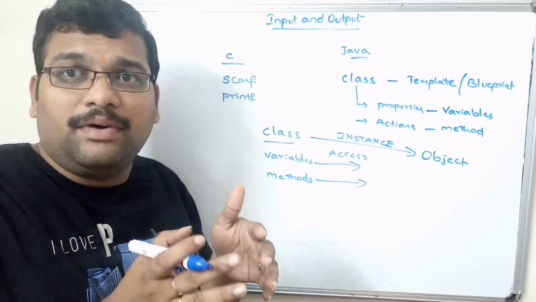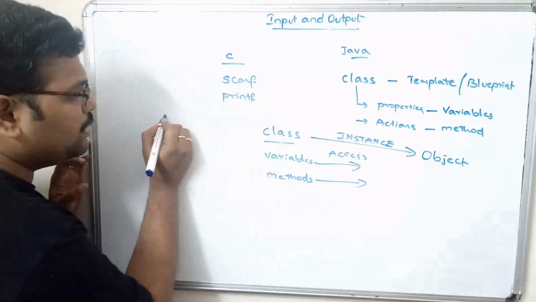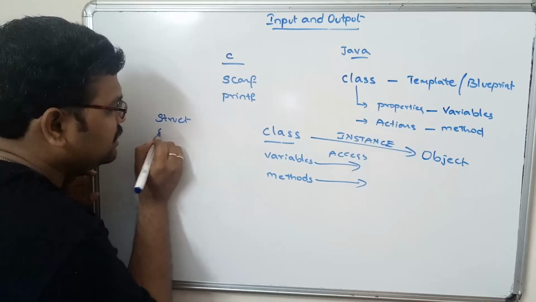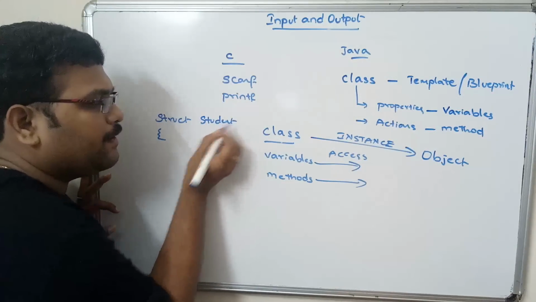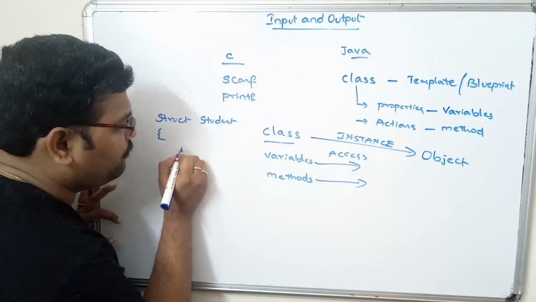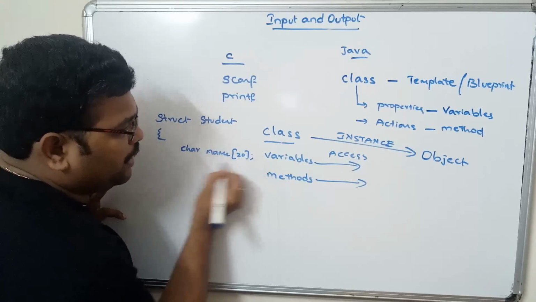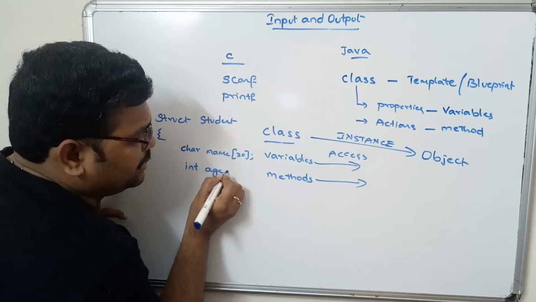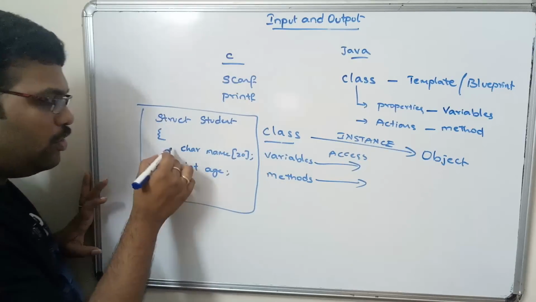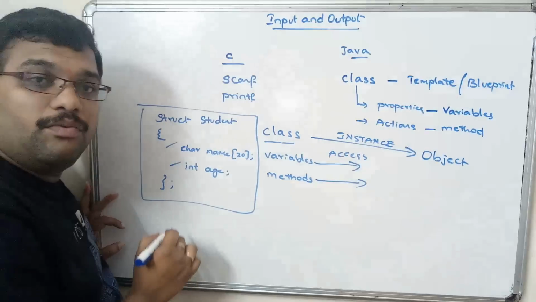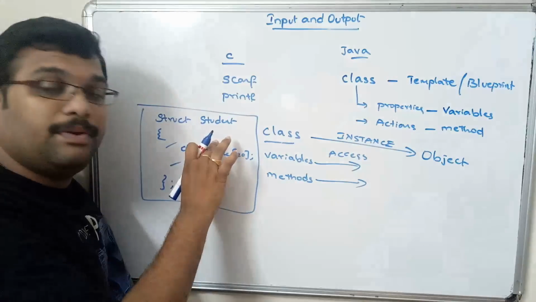It is just like our structure and its members. We know that a structure consists of a template. Let it be struct student, right? Student is a tag name. Struct student consists of a character array name of size 20 and int age, close. This is the structure, and in order to access these variables we have to use the structure variable, and only through the structure variable will these members be accessed.